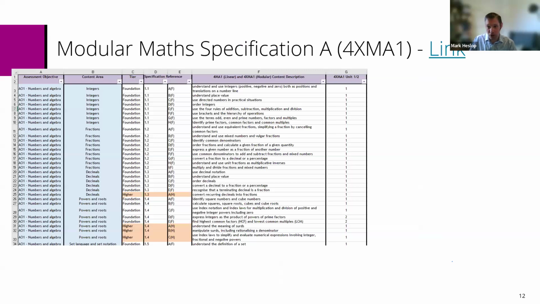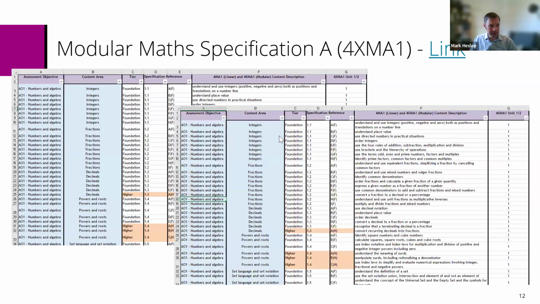If you are interested in the mapping between the linear and the modular specifications, we have a mapping document on our website. It goes in both directions. So this is effectively the linear specification. You can see there are a couple of topics here that have been moved into Unit 2. And this is the second sheet, which is the modular version, with all the Unit 1s gathered together and the Unit 2s gathered together. We've highlighted in here, just to make it a little easier, exactly where the higher tier and foundation tier content is.